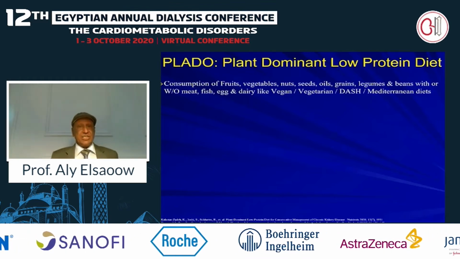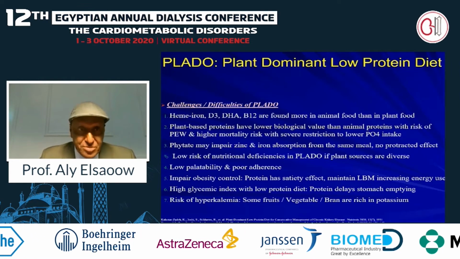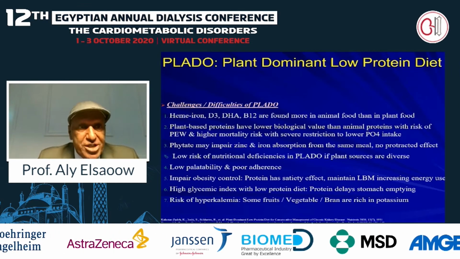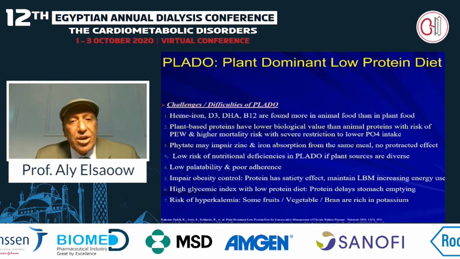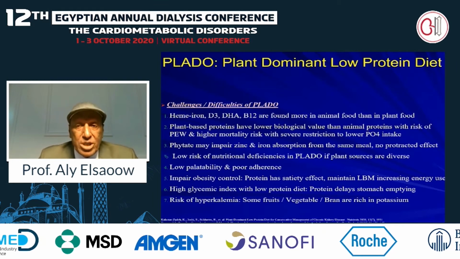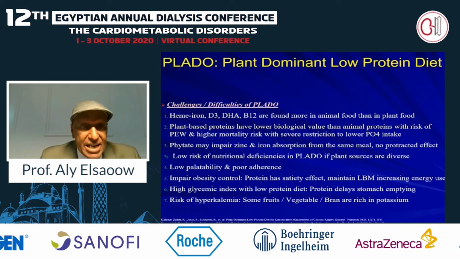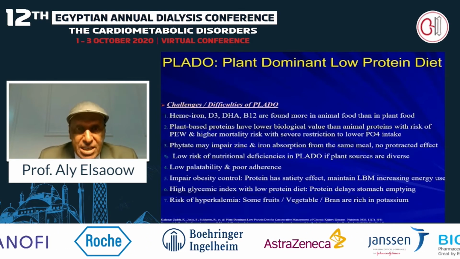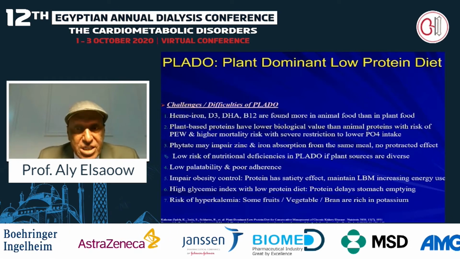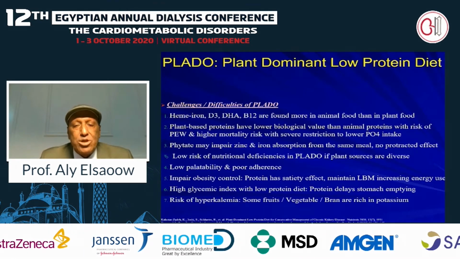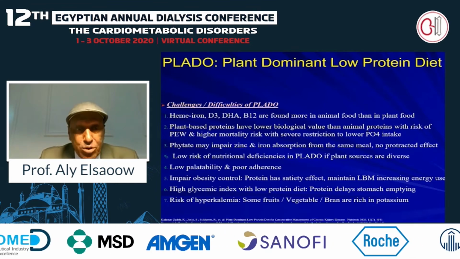Of course, there are challenges and difficulties with this plant-dominant low-protein diet. You can have some deficiencies in important elements like heme iron, D3, DHA, B12. Plant-based proteins have lower biological values than animal proteins. Phytate in plant-based proteins may impair zinc and iron absorption. However, the risk of nutritional deficiencies can be lowered if the plant sources are diverse. But other problems include low palatability and poor adherence.